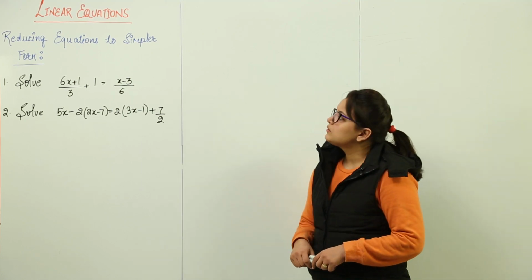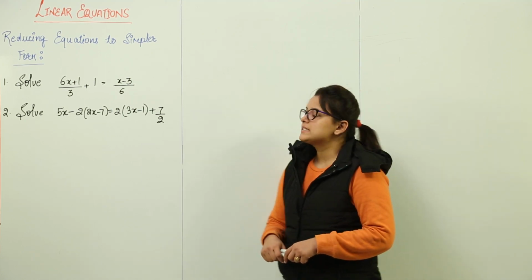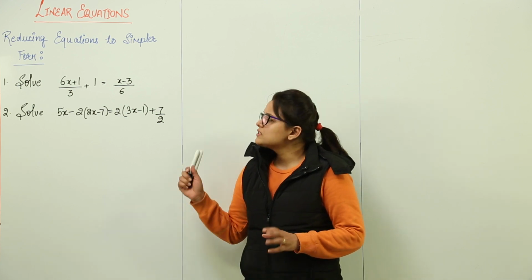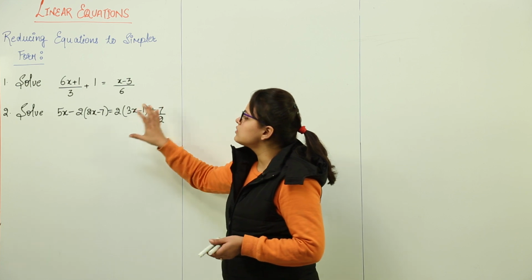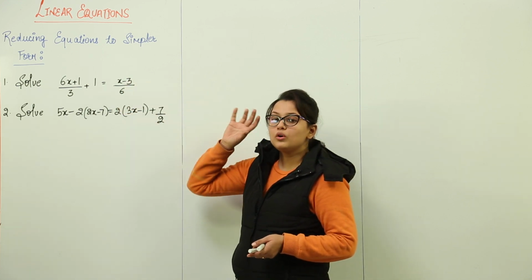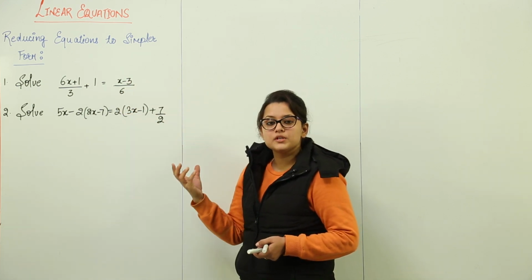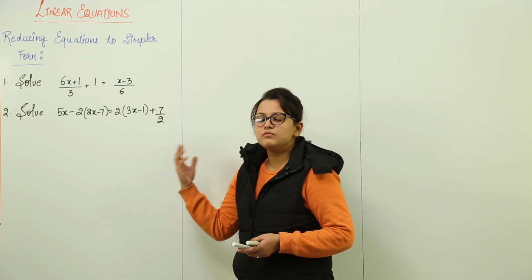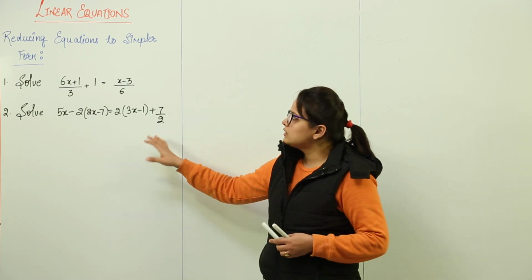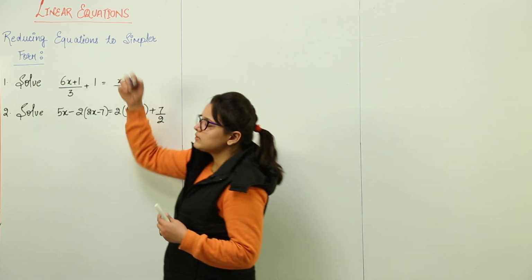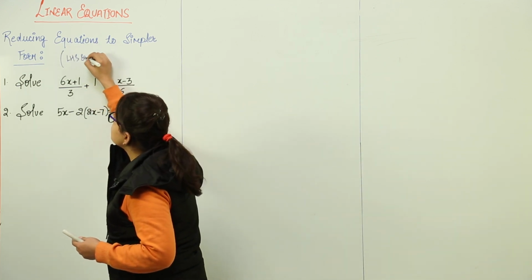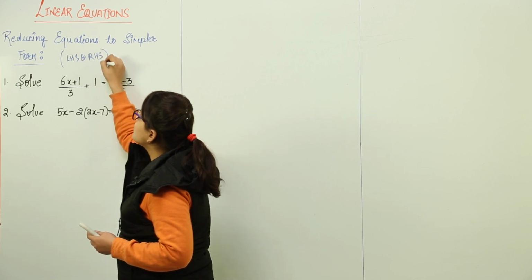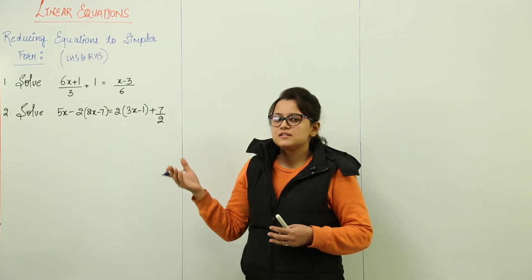Next is to reduce equations into simpler forms. Now there is no such simpler form, but this topic is only for such questions where you are not able to identify which operation you have to apply first and which will be the next one. So here I would suggest you to do, this is my personal method, you do the left hand side and right hand side part separately.